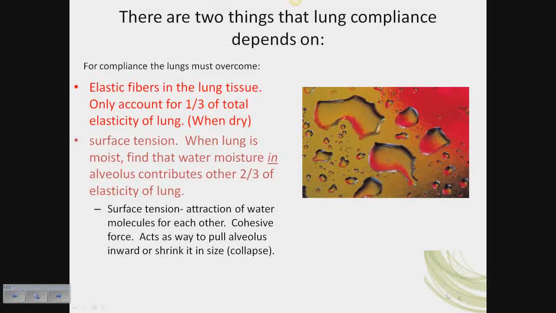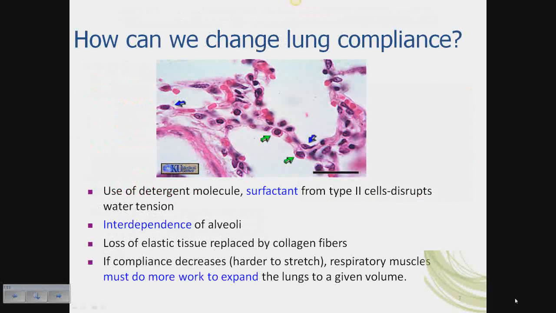So the surface tension, wanting to have the water attracted to each other at the level of the water versus air interface, we need to overcome that surface tension, because it's going to be an inward force, like I said, that's going to cause the alveoli to collapse. Okay, so this is redundant. How do we change the lung compliance? We need to disrupt the surface tension. We need to have a detergent-like molecule known as surfactant to disrupt that surface tension.